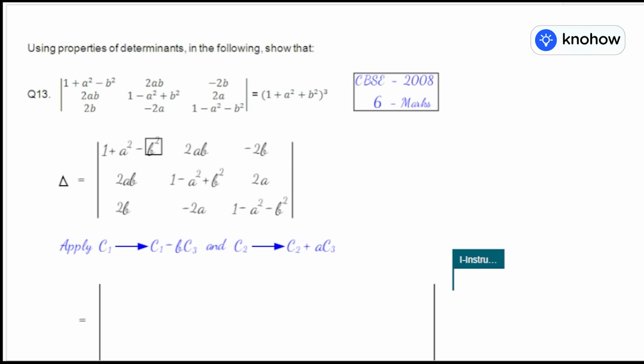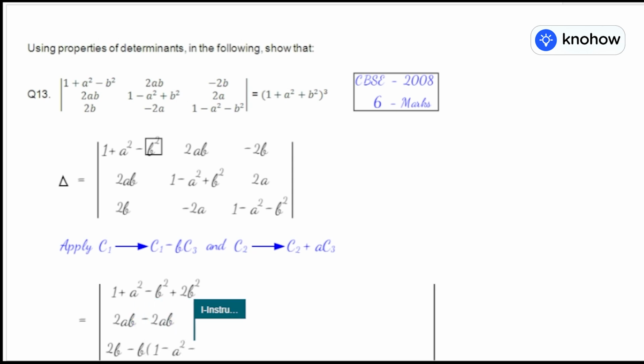So now in C1, the first term is 1 + a² − b² and minus b times minus 2b will make it plus 2b², so added it will make 1 + a² + b². Let me take one more step: 1 + a² − b² and −b times −2b, so plus 2b². And likewise here you will get 2ab − 2ab, and in the last you have 2ab − b times (1 − a² − b²).